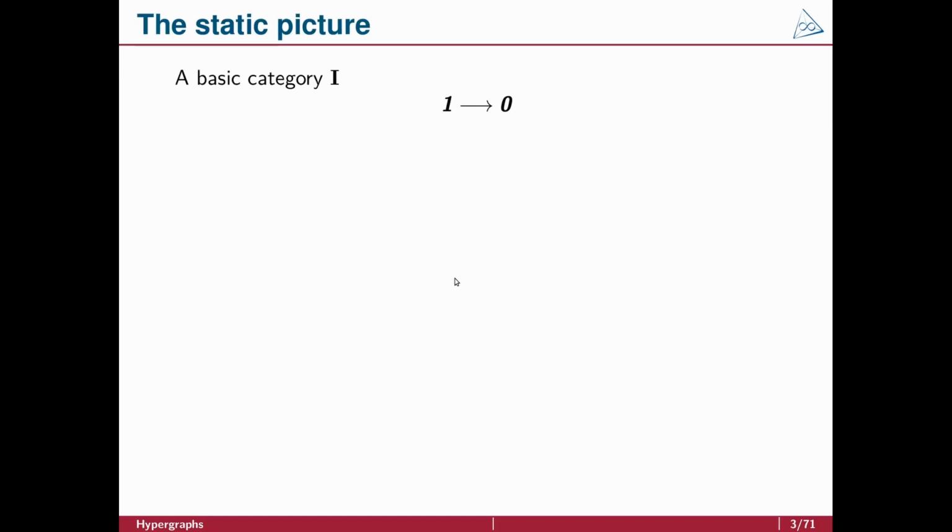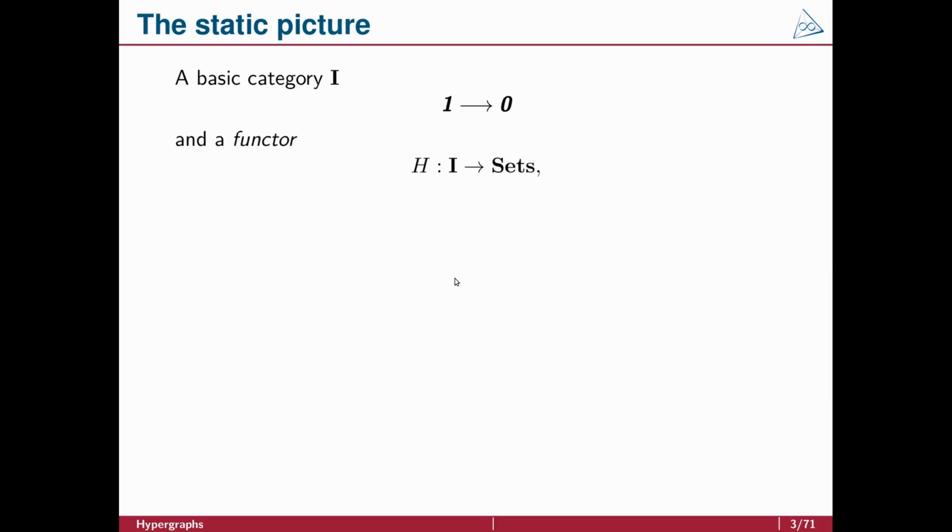So let's start in the most abstract way. We have a very basic category. A category consists of objects and morphisms. And we just have 2 objects here and 1 non-trivial morphism. The objects are called 1 and 0. This is standard notation in category theory. Besides the identity morphisms, which are always there, we just have 1 non-trivial morphism.